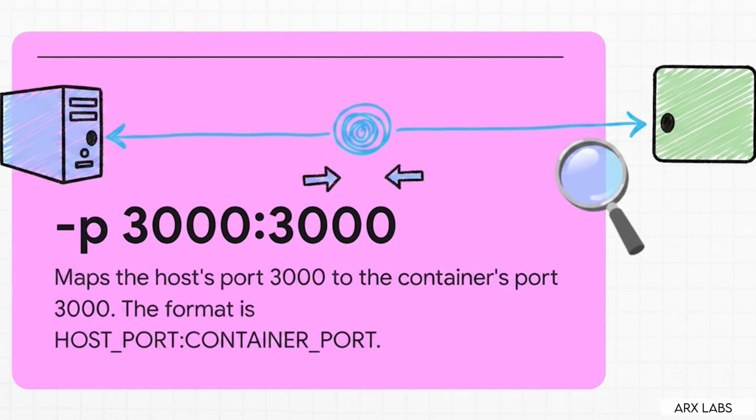So that -p 3000:3000 command literally means map my computer's port 3000 to the container's port 3000. The number on the left is the outside world, the host. The number on the right is the inside world, the container. And just like that, you've opened a door.